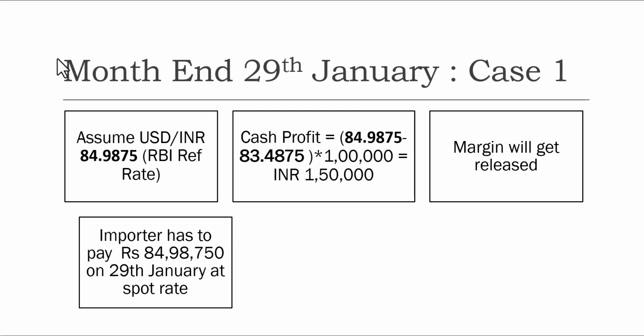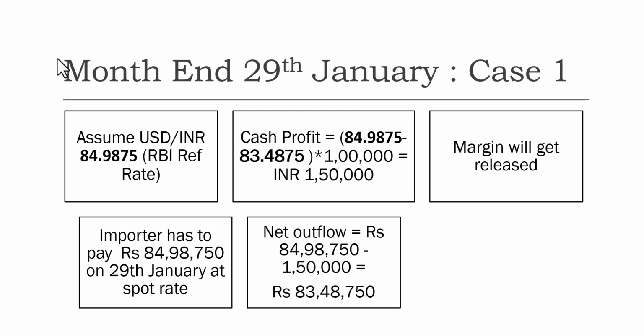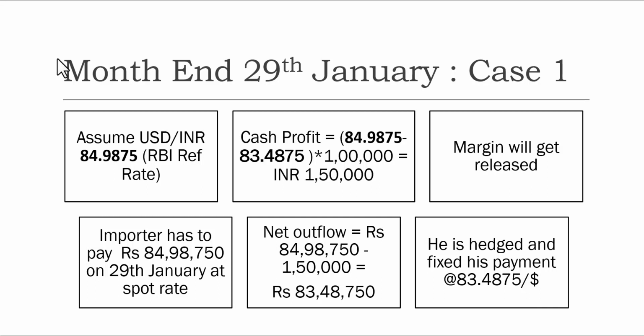84,98,750 for $1 lakh. When I go to the bank, I say I require $1 lakh because I have to make a payment to some person abroad. I have a liability. He says, okay, you pay us 84,98,750, and we will give you $1 lakh so that it can be remitted to your person abroad. That's a separate transaction. Now I want to know how much I have actually paid. Net, what is my actual outflow? I have given the bank 84,98,750, but got 1,50,000 from the stock exchange, which means my net outflow is 83,48,750. If I divide this by 1 lakh, my rate comes to 83.48.